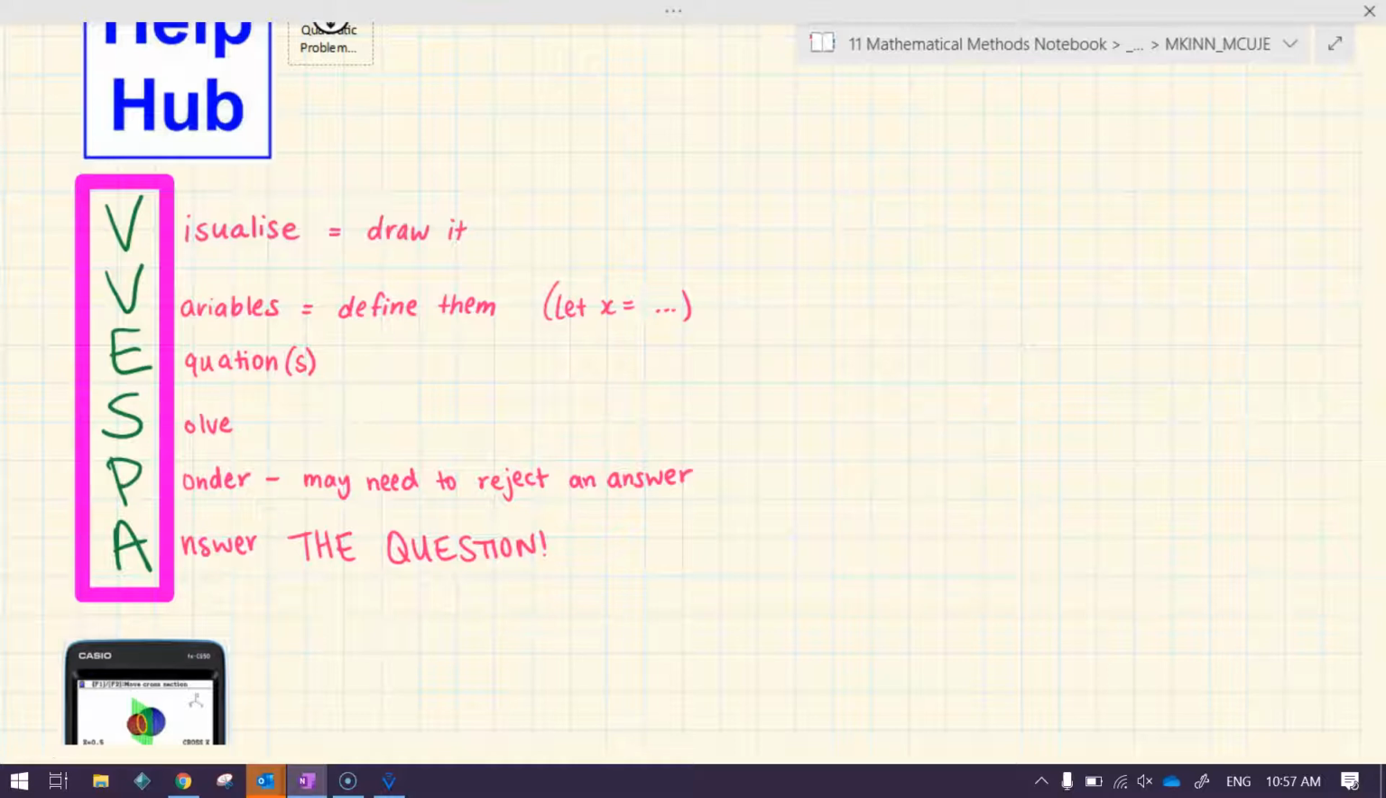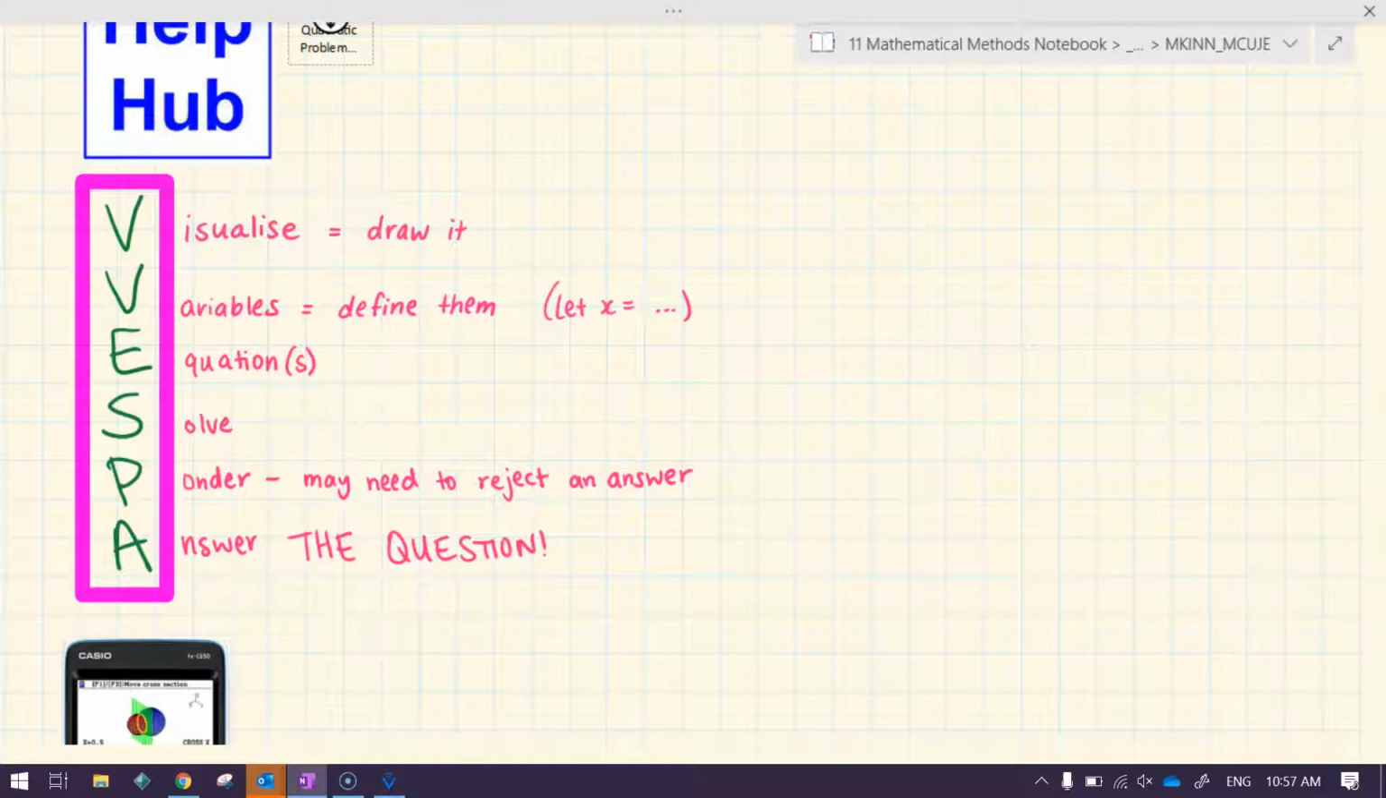Some of us lost marks for not showing all of our working. Vespa. Visualize: make a drawing. Define your variables. These are variables. Form your equations. Solve them. Ponder: think about your answers.